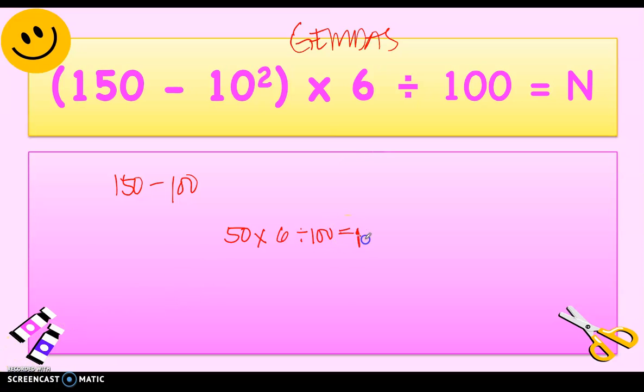So we're done with the groupings. There's no exponent in the new equation. Then proceed to multiplication or division. So multiplication comes first. 50 times 6 is 300 divided by 100. You get 3. So that's the answer. No more addition and subtraction. So this is the answer.